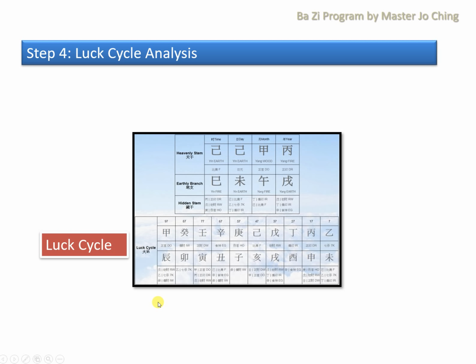So now we go into the next stage, step 4, luck cycle analysis. After you talk about the natal chart, the next thing you go into is the luck cycle analysis, step 4.